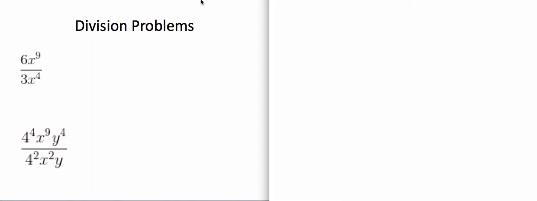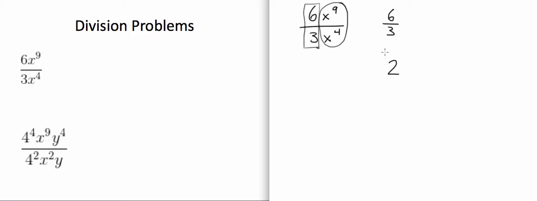We've got 6x to the ninth divided by 3x to the fourth. Okay, so what we have here is a case where we have x to the ninth and x to the fourth, and then we've got big numbers 6 and 3. Our rule for the division property of exponents says we take our big numbers and divide them. So we're going to take 6 divided by 3. That's going to give us an answer of 2.